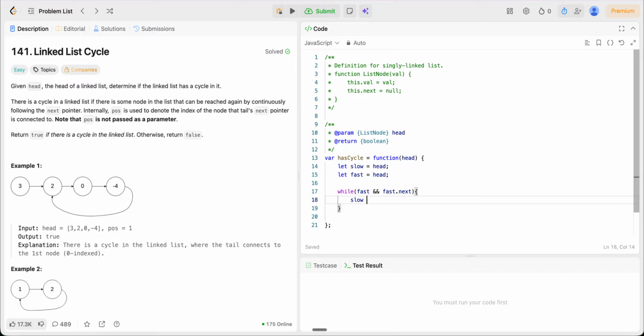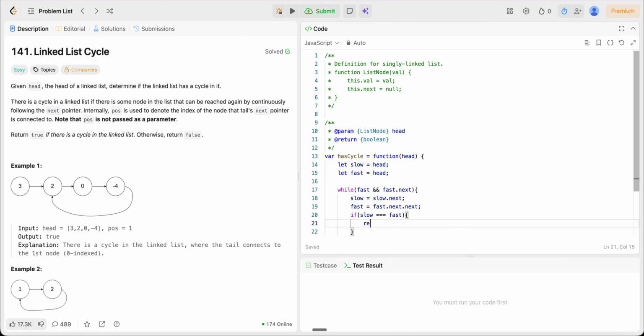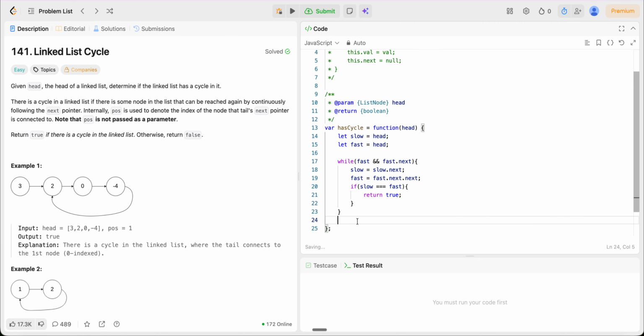Now in this case, slow will be slow dot next and fast will be fast dot next dot next. The reason we are checking that fast dot next is present is because we have to move 2 steps ahead. Now we will check if slow is equal to fast. If that is the case, that means there is a cycle. We will return true from here, else we will return false.